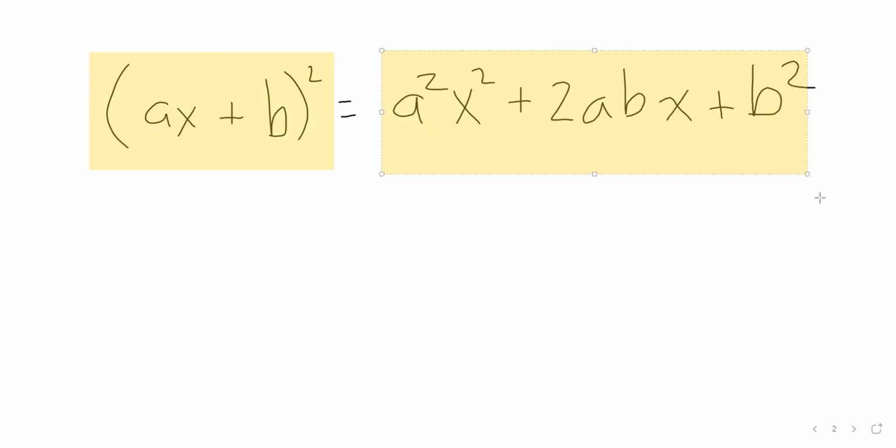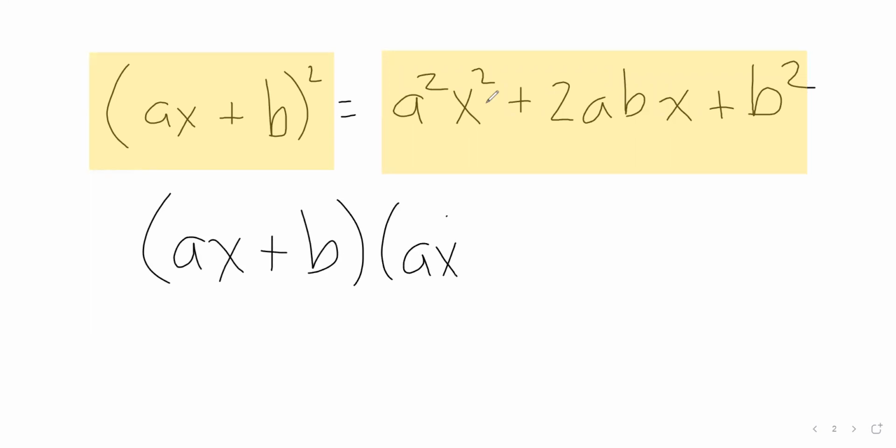All you would have to do is write the parentheses out twice and FOIL it. I'm not going to do that because that's just a matter of doing it. But if you were to write it out twice and FOIL it, excuse me, no square there, you would end up with a squared x squared plus 2abx plus b squared. Now, why is this useful to us?